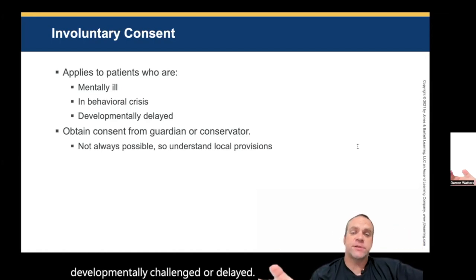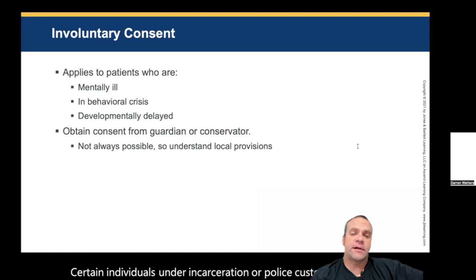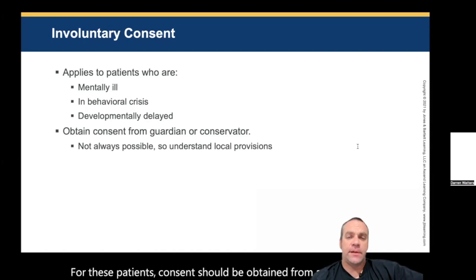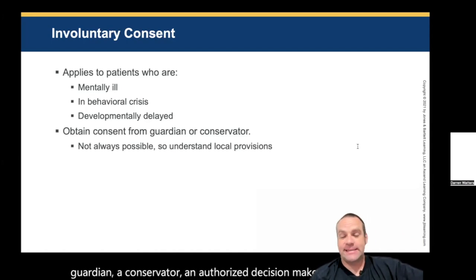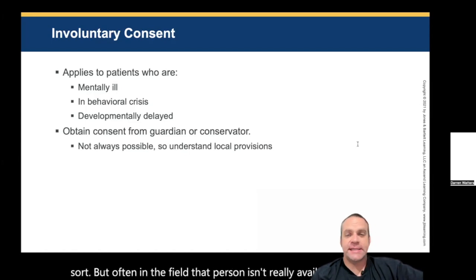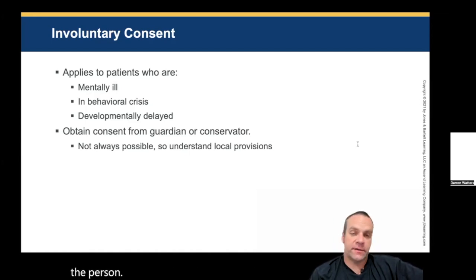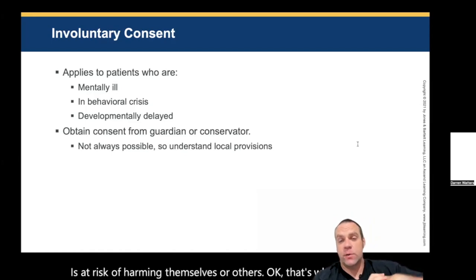For these patients, consent should be obtained from a legal guardian, a conservator, or an authorized decision maker of some sort. But often in the field, that person isn't really available to you. In such cases, many states have protective custody laws, which allow law enforcement to authorize the transport and treatment if the person is at risk of harming themselves or others. Okay, that's what we're going to call a 5150 psychiatric hold.